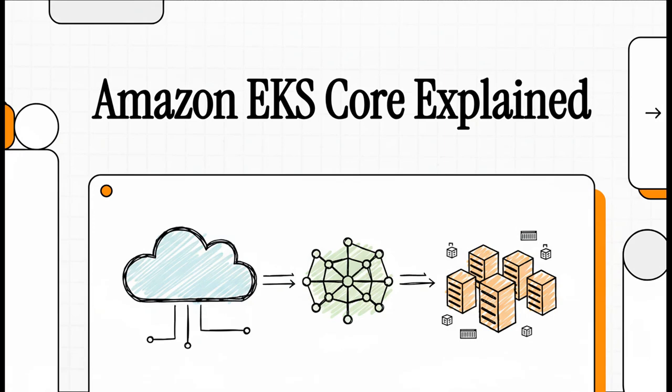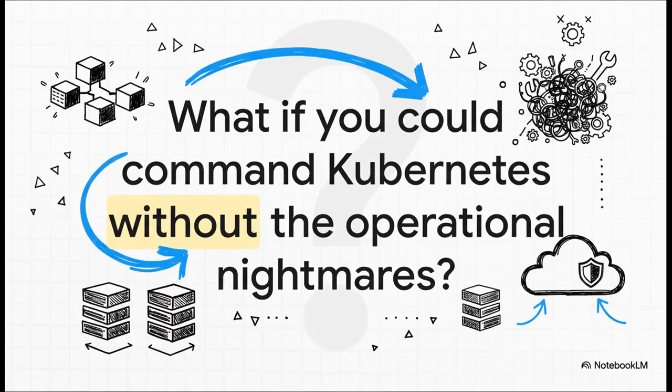So you've probably heard about Amazon EKS, right? It promises to give you all the incredible power of Kubernetes, but without all the headaches. But how does it actually work? Well, over the next few minutes, we're going to pull back the curtain and break down its core architecture, piece by piece.